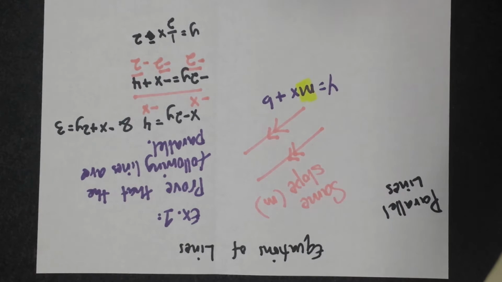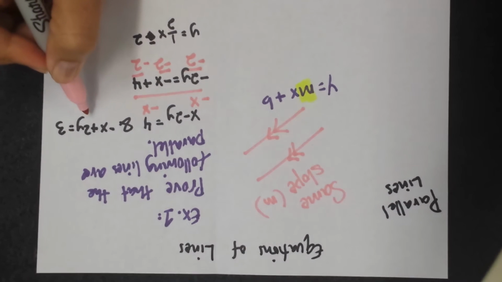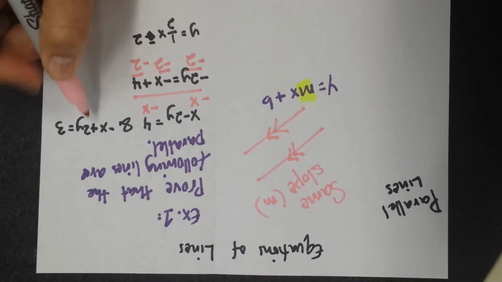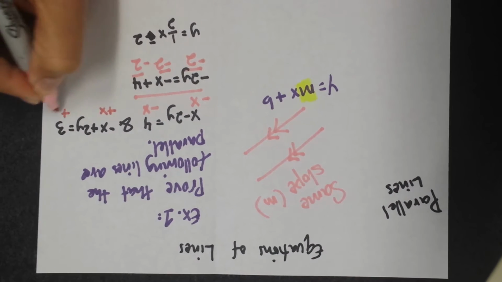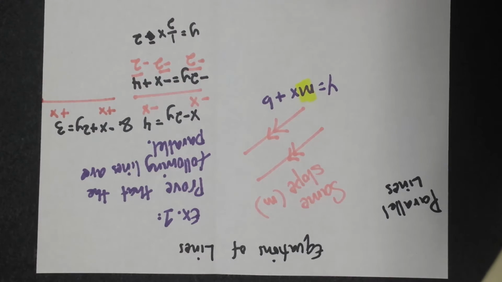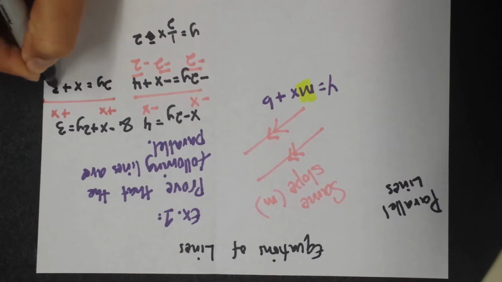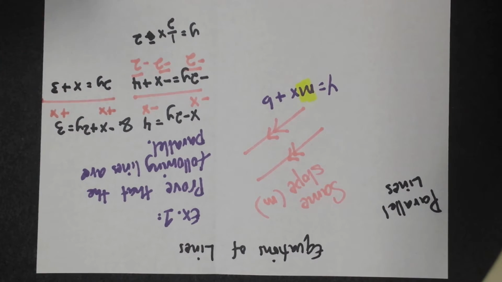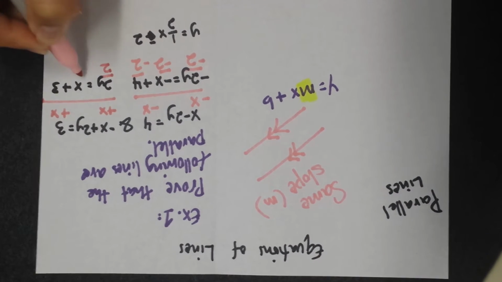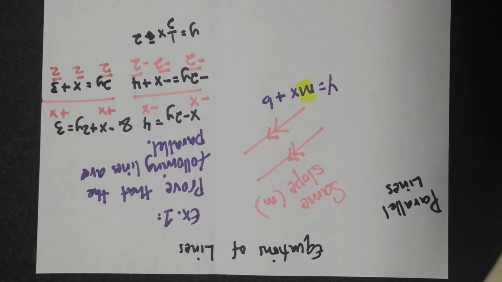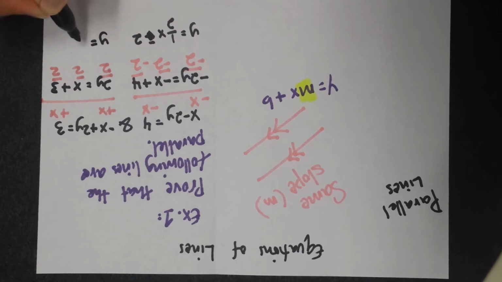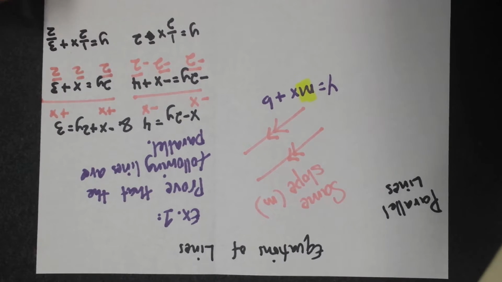Now doing the next one, what's the very first thing that you're going to do to both sides? Add x to both sides. So you're going to get left with 2y equals x plus 3. Now what? Divide by 2. What does that simplify to? y equals 1/2 x plus 3 over 2.